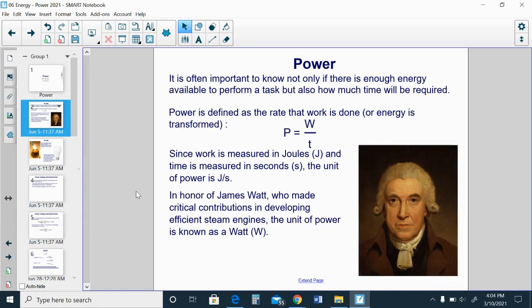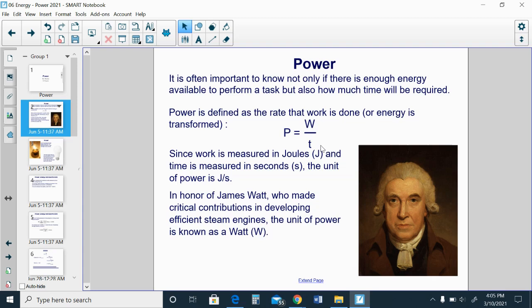It is often important to know not only if there is enough energy available to perform a task, but also how much time will be required. This brings us to the concept of power. Now, power is defined as the rate that work is done, or you could say that energy is transformed. So the equation for this is power is equal to work over time.